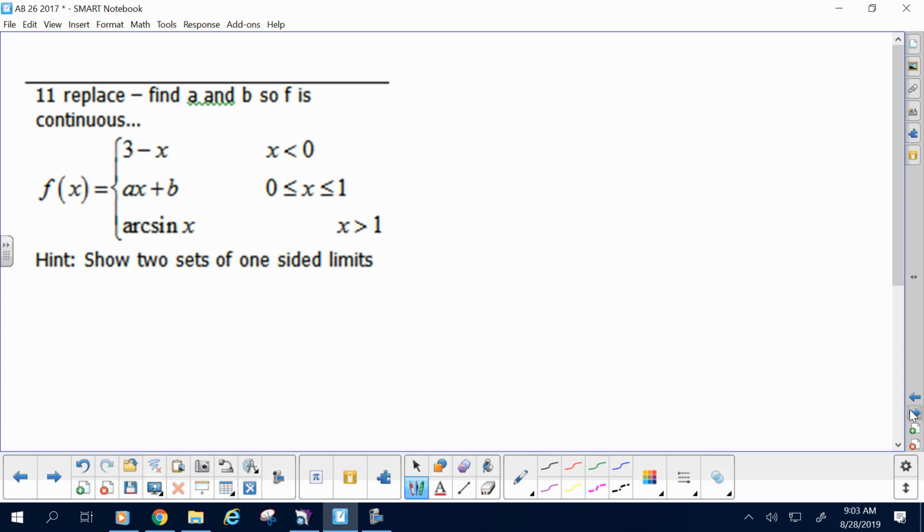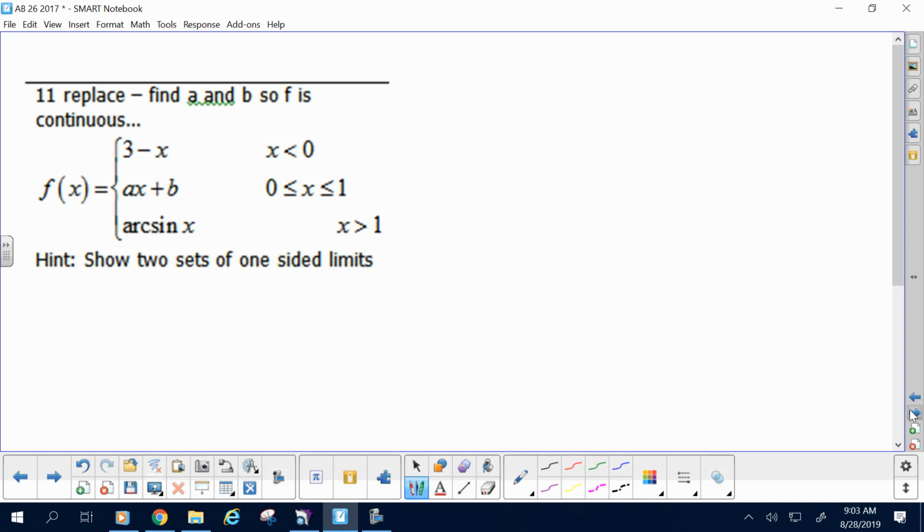Number 11 was a replacement. What did you get for A? Or actually, I found B first. What did you get for B in number 11? Oh, super duper. And what did you get for A? Excellent. Would you like to see where that's coming from and what the work should look like?